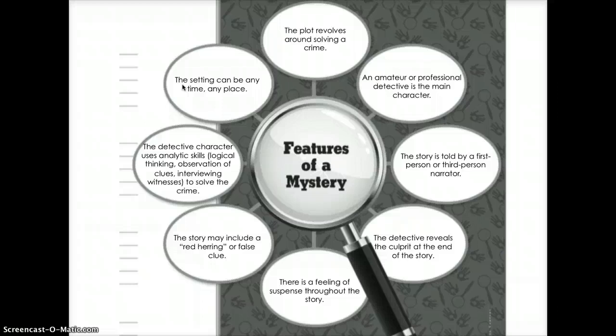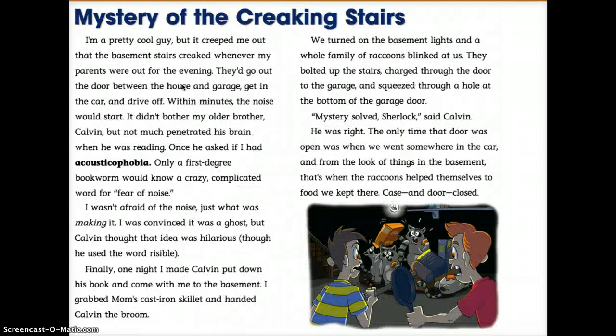Okay. So today we're going to read a short mystery called The Mystery of the Creaking Stairs. As you read, look for clues that help you understand each character's point of view about the situation and draw a conclusion about the story's theme. So, why don't you take some time right now, read the story, and we'll pause the video and then read the story. When you are done, restart the video and we will continue on.